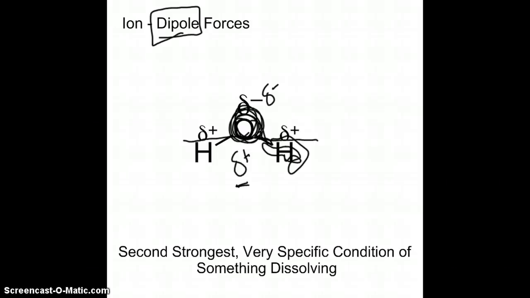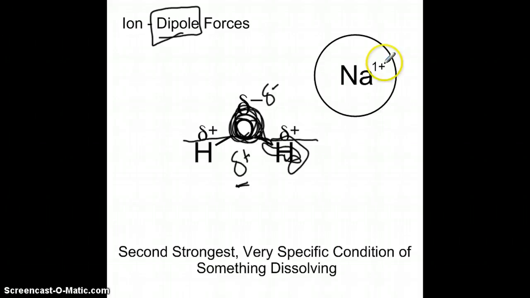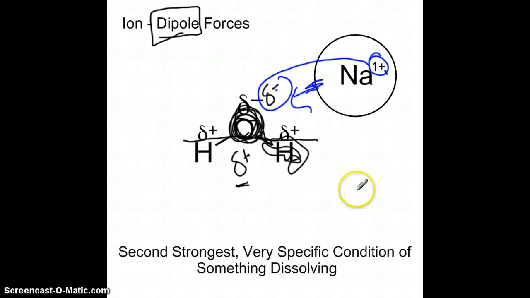But then if I take this and I mix this with a sodium ion, what is the charge of a sodium ion? Positive. And what do positives like to attract? The negatives. So we have a positive attracting a negative. So there is an attraction there. But it's between a permanent charge and a partial negative charge, right? So this isn't as strong as two permanent charges attracting each other. So it's the second strongest.